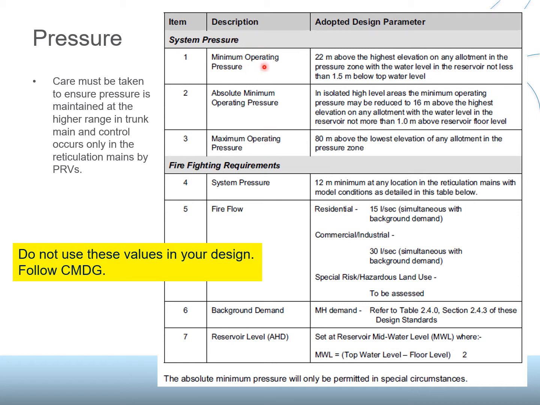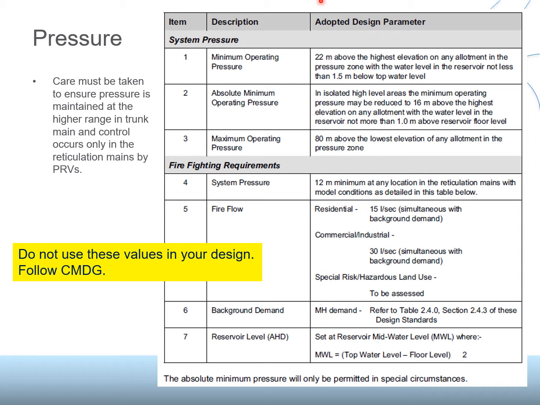The minimum operating pressure should be checked at the highest elevation in the ground, because it is the elevation where you get the lowest amount of pressure. So when you take the minimum operating pressure, the water level in the reservoir should not be less than 1.5 meters below the top water level. That means when the water level in the reservoir is 1.5 meters below the top water level, the pressure at the highest elevation should be at least 22 meters.